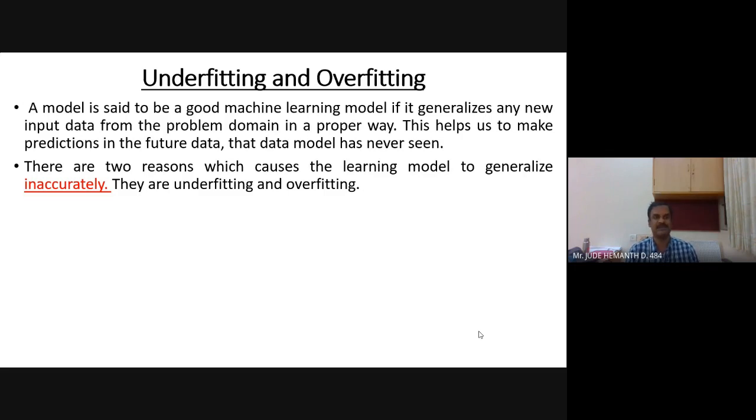You are able to find a relationship, but that relationship between the inputs and targets is not accurate. That means you are unable to gather the information from the data, so that when new data is given to you, you are unable to take a decision in classification, regression, association, or trust. So these reasons are called underfitting and overfitting. First we will see about underfitting, and then we will see about overfitting.